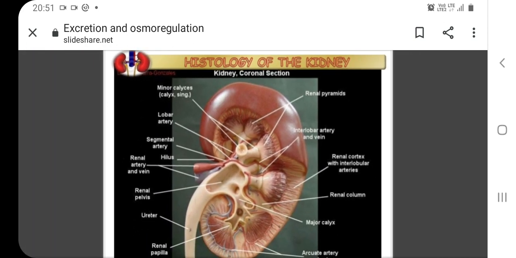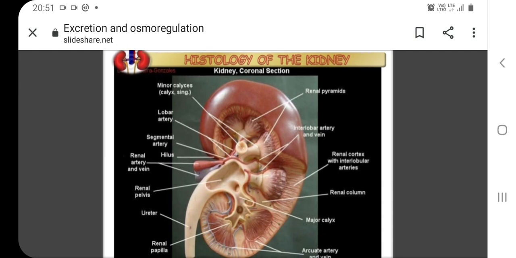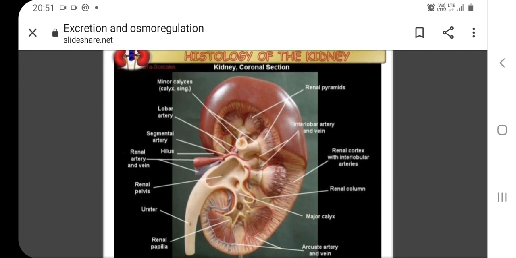So this is the model of a kidney showing various parts: the renal papillae, the minor calyx, the major calyx, the pyramids.